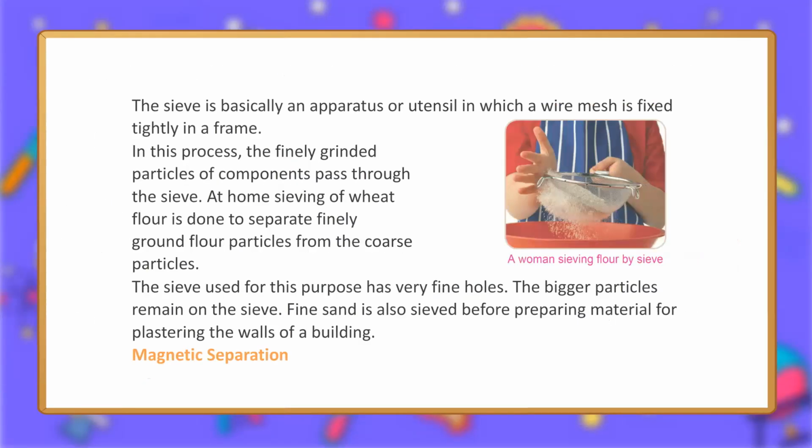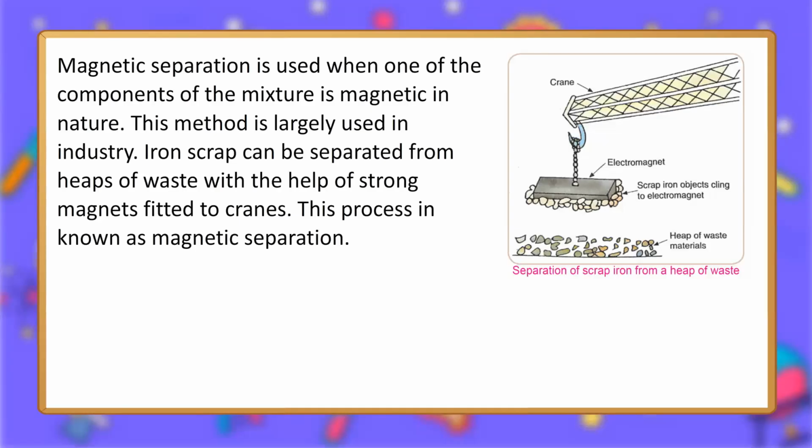Magnetic separation. Magnetic separation is used when one of the components of the mixture is magnetic in nature. This method is largely used in industry. Iron scrap can be separated from heaps of waste with the help of strong magnets fitted to cranes. This process is known as magnetic separation. Separation of scrap iron from a heap of waste. Crane. Electromagnet. Scrap iron objects cling to electromagnet. Heap of waste materials. Methods to separate solids from liquids.